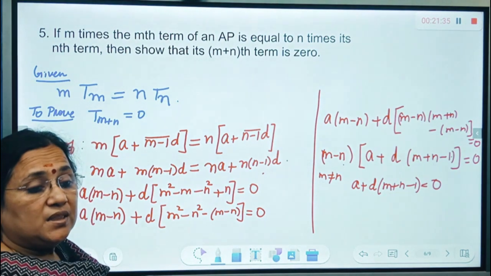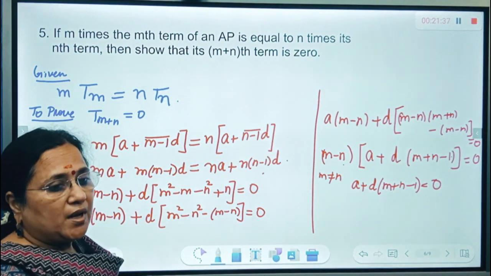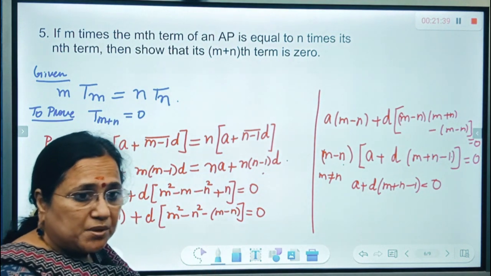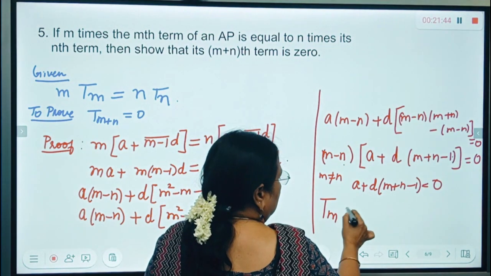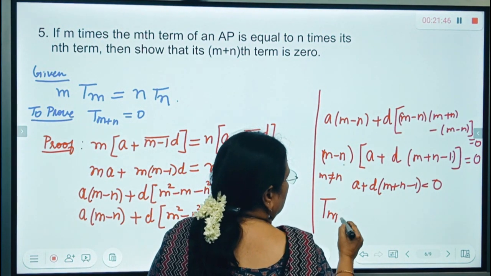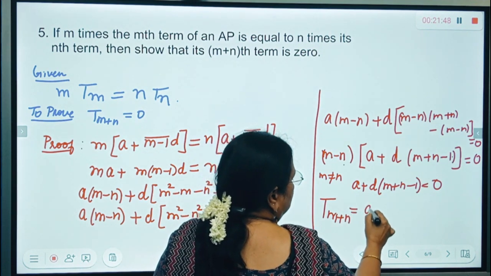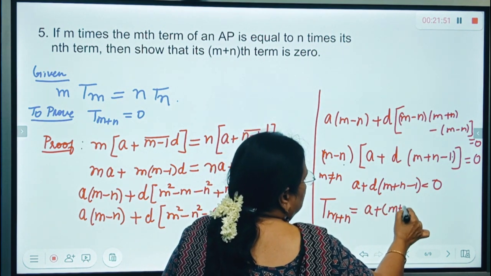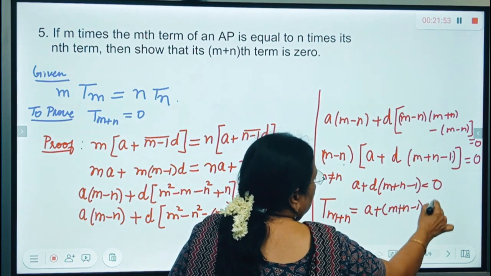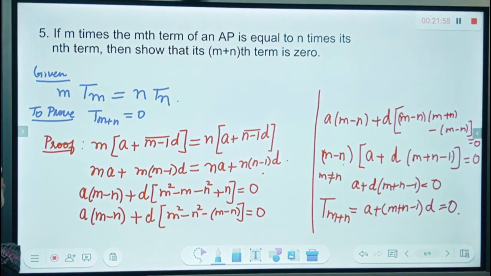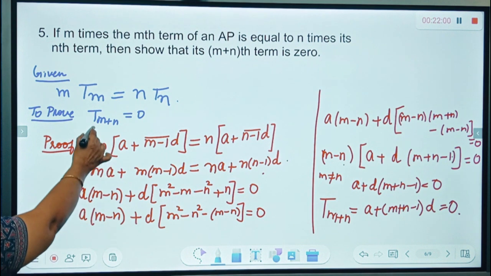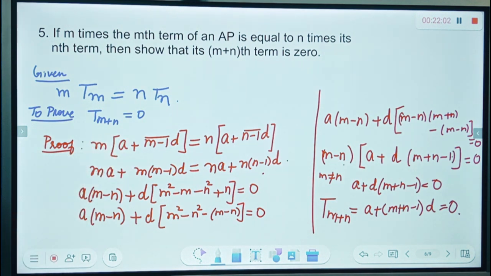What is the m plus nth term? If it is the nth term, it is a plus n minus 1 into d. So the m plus nth term will be a plus m plus n minus 1 into d, which is 0. This is what we wanted to prove. You have to show that T m plus n is 0. What is T m plus n? a plus m plus n minus 1 into d. That's what we have written here.